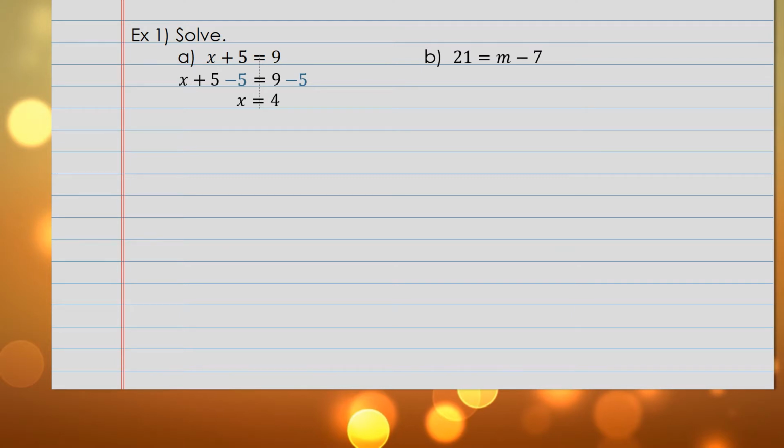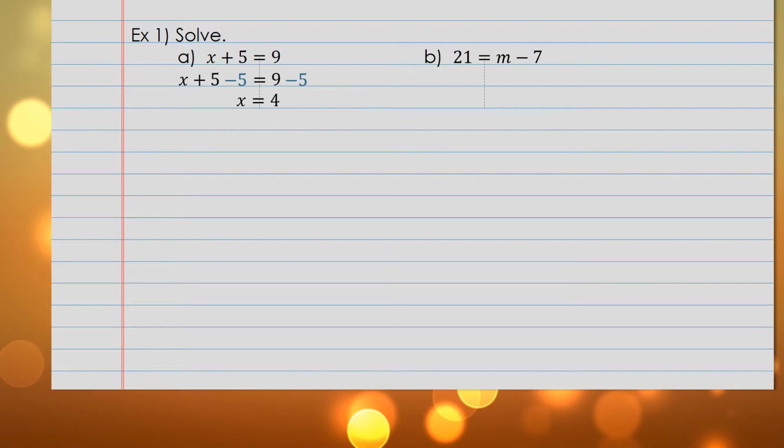For example B, we have 21 equals m minus 7. Now notice this is an equation because we have an equal sign. So again, I will draw my line at the equal sign so I see my left side and my right side. In this case, I want to identify my variable, which in this case is an m. Now notice m is on the right side of the equation. So I want to isolate m, but to do so, I need to get rid of this minus 7.